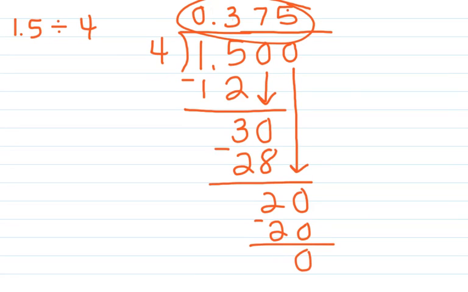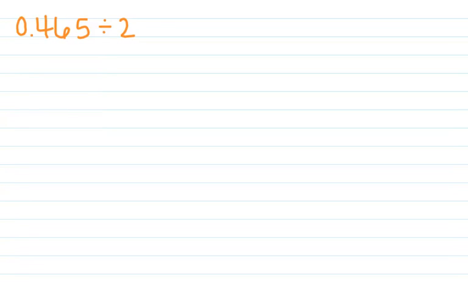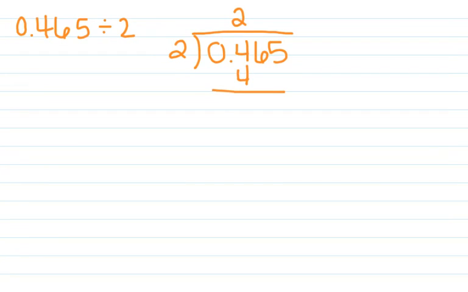All right, let's work on another problem now. Here we have 465 hundredths divided by 2. So I'm going to write that in here, 465 hundredths divided by 2. So I know that 2 does not go into 0, but I want to know now how many times does 2 go into 4. I know 2 goes into 4 2 times, and 2 times 2 is 4. When I subtract, I get 0. Now I bring down the 6.